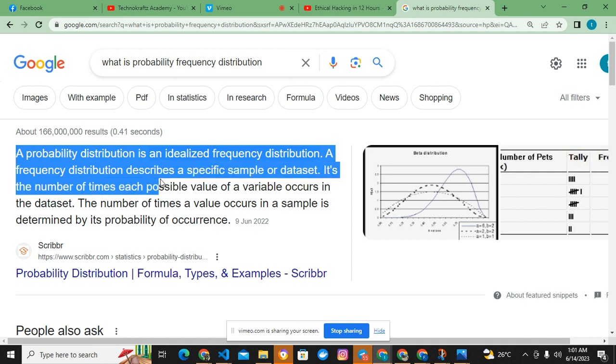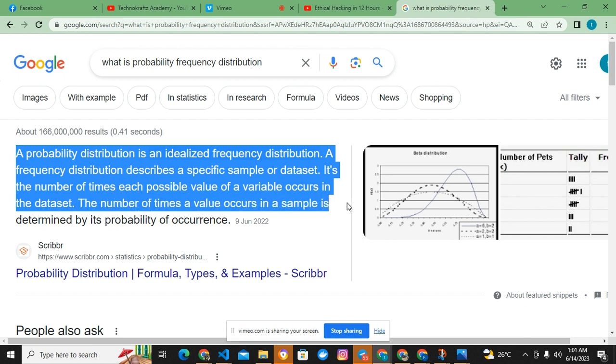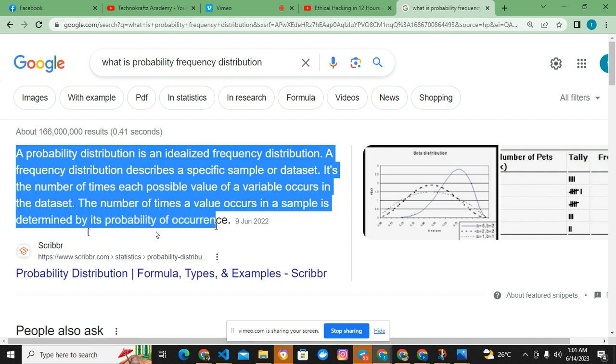It is the number of times each possible value of a variable occurs in the data set. The number of times a value occurs in a sample is determined by what? By its probability of occurrence.